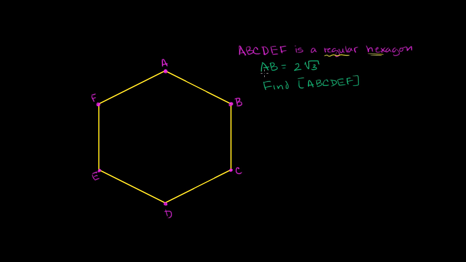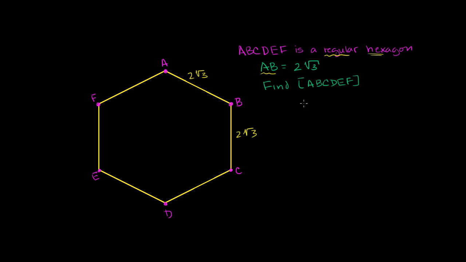Fair enough. And then they give us the length of one of the sides. And since this is a regular hexagon, they're actually giving us the length of all of the sides. They say it's 2 square roots of 3. So this side right over here is 2 square roots of 3, this side over here is 2 square roots of 3, and I could just go around the hexagon. Every one of the sides is 2 square roots of 3. They want us to find the area of this hexagon. Find the area of ABCDEF.